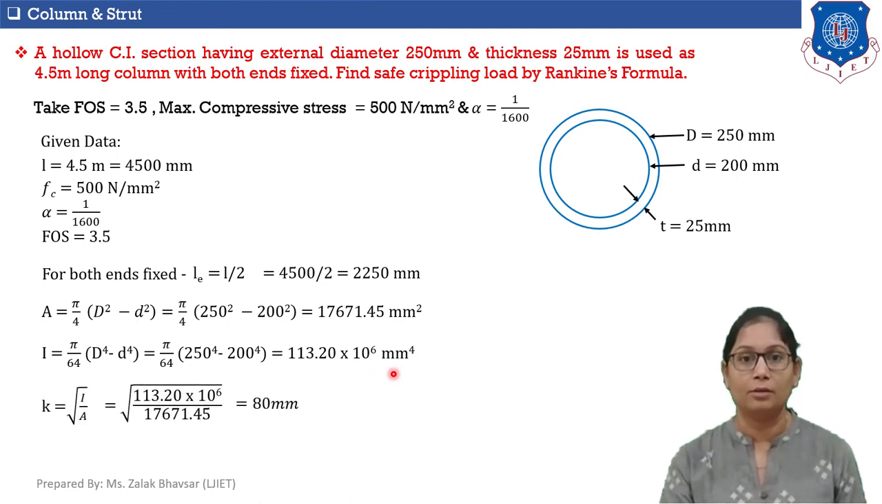Now let's calculate K. K is the radius of gyration, and the equation to calculate radius of gyration is under root I upon A. Value of I, as we calculated, is 113.20 into 10 raised to 6, and area of this section, as we calculated, is 17,671.45. So I am getting radius of gyration K is equal to 80 mm.